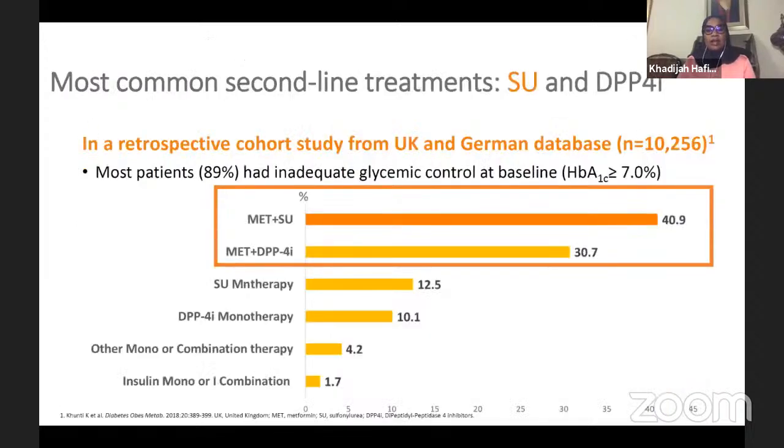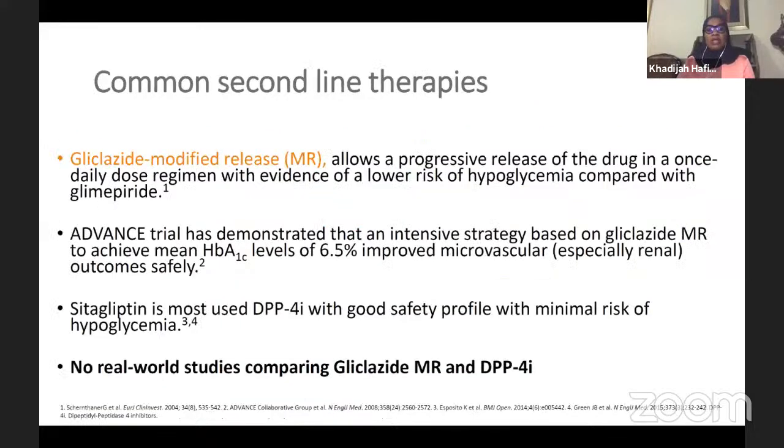And if we look at a cohort, and this is a study from the UK and Germany, looking at the most common second line treatments, as I've mentioned earlier, the SUs and the DPP-4 inhibitors are the most commonly used agents. And the reason that gliclazide is used so commonly is because we've had it for over half a century. Gliclazide MR has shown in the ADVANCE trial that you can get to hemoglobin A1C targets of close to 6.5% with the added benefit of even reduction in microvascular events, especially the renal events, quite safely.